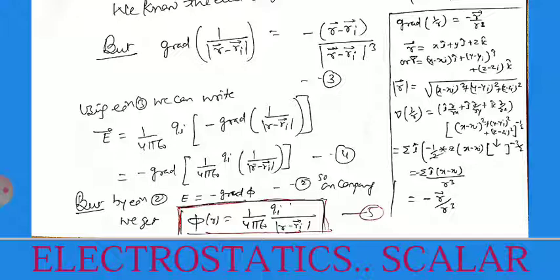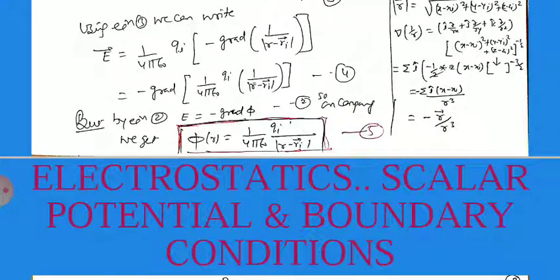So E equal to 1 by 4 pi epsilon naught Qi times minus of the gradient of 1 divided by |r minus ri|. We can take the gradient outside, and this gives minus gradient of 1 by 4 pi epsilon naught Qi multiplied by 1 divided by |r minus ri|. So we have earlier written that E equal to minus gradient phi. So on comparison with equation fourth, we can obtain phi(r) equal to 1 by 4 pi epsilon naught Qi divided by |r minus ri|.